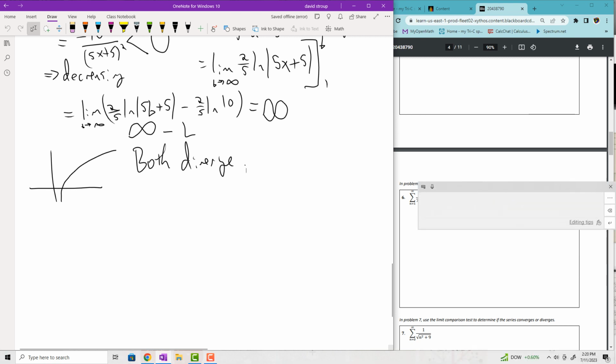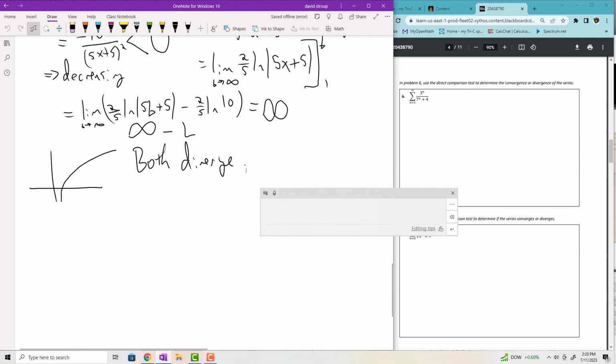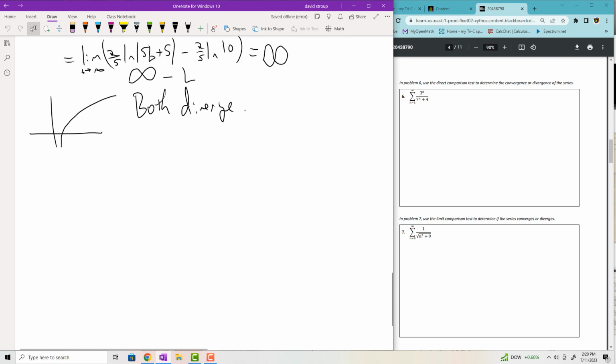We actually have to go through these tests, okay? And the way I've set it up in the notes and in the videos, I want to see 3 steps. I want to see for the comparison test, so the direct comparison test is what you see in number 6. I want to first see this inequality.